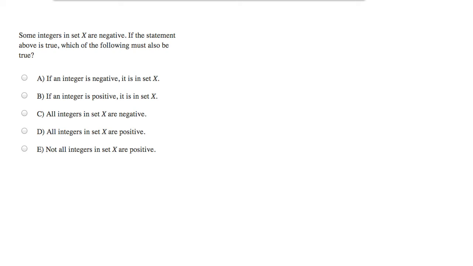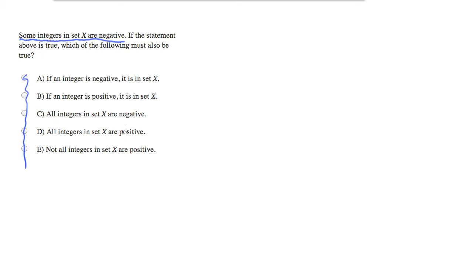This is the real Tom Rose, and this is a devious question. The question revolves around logic. We've been given a rule: some of the integers in x are negative. And then they're asking you to interpret a bunch of potential statements for truth.